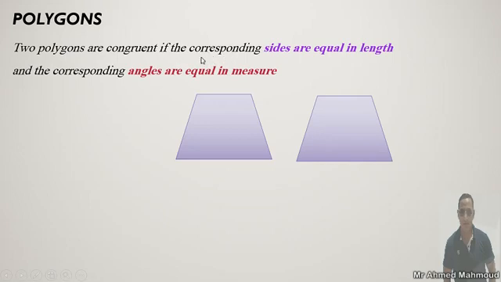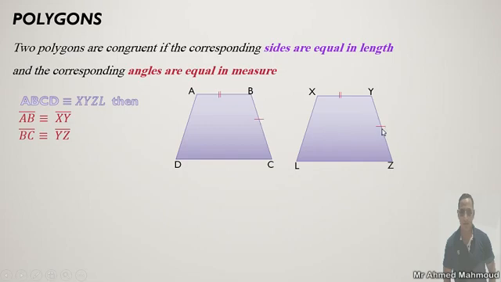What's the meaning of corresponding? Corresponding means the same position. For example, this line segment corresponds to this one, and this line segment corresponds to this one, and the base corresponds to the base, and this one corresponds to this one. Okay, that means if we have A, B, C, D, and X, Y, Z, L, A corresponds to X, B corresponds to Y, C corresponds to Z, D corresponds to L. If the corresponding sides are equal in length and the corresponding angles are equal in measure, then ABCD is congruent to XYZL. In that case, we find that AB is congruent to XY, like this. And second, BC is congruent to YZ.